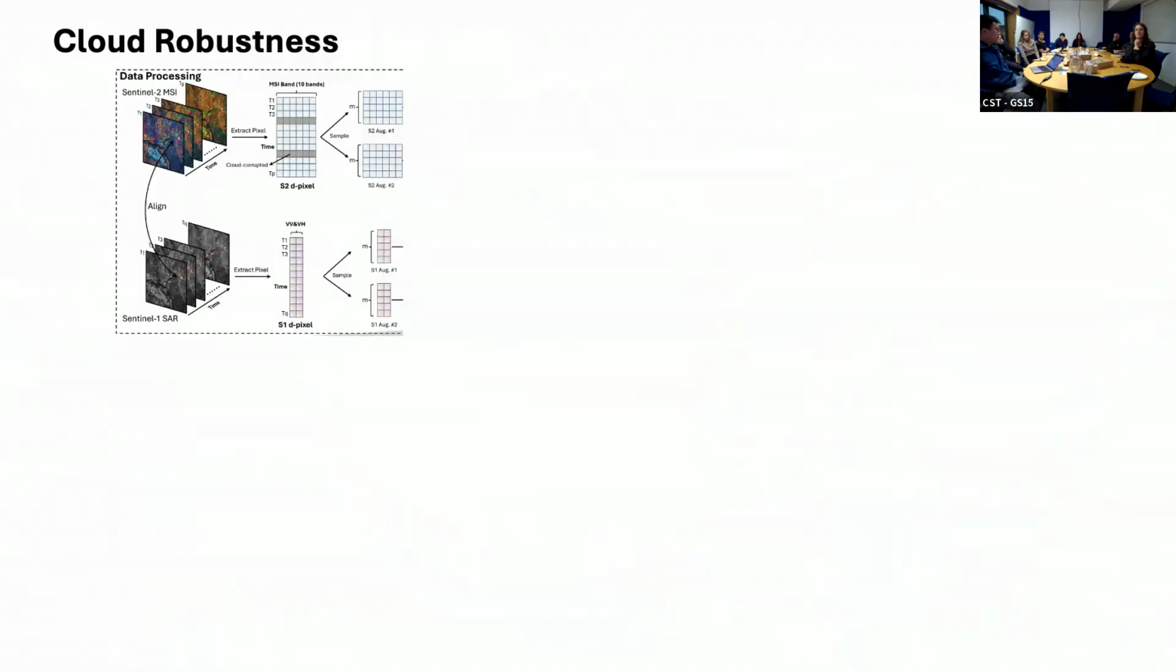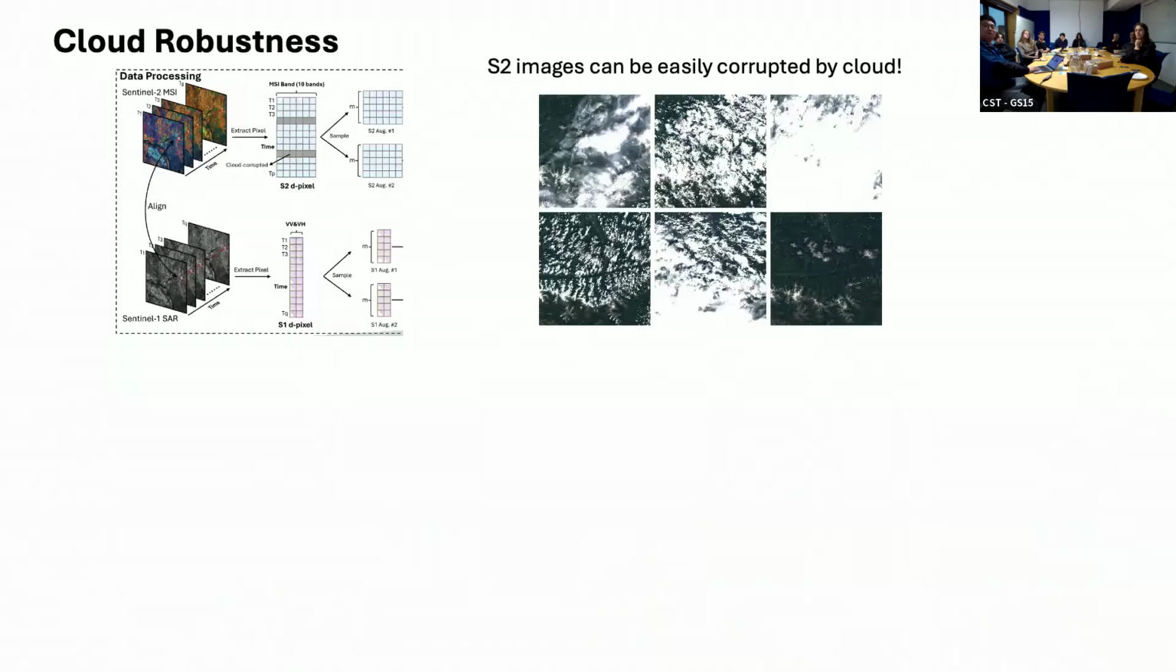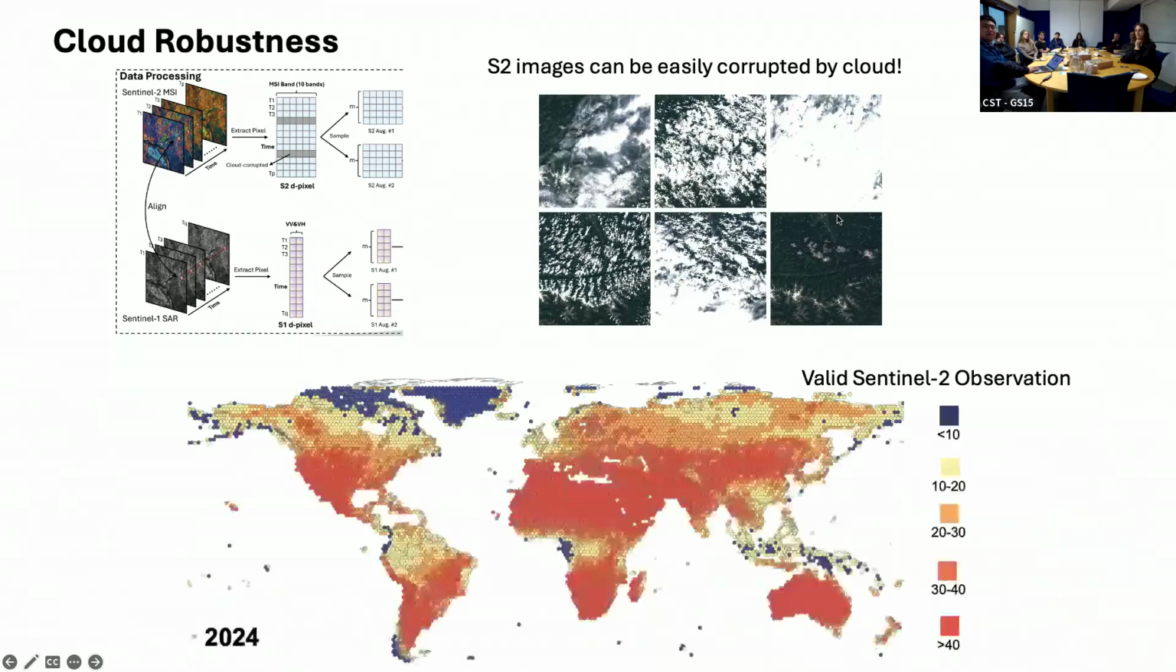So one is cloud robustness, because we use Sentinel-2, and we know that Sentinel-2 can be cloud corrupted, right? Like I mentioned before, if Sentinel-2 images are cloud corrupted, then basically we cannot use them, right? Well, the thing is, here I just analyzed the valid Sentinel-2 observations across the world. Valid here means it's not cloud corrupted, it's not water, and it's not snow.